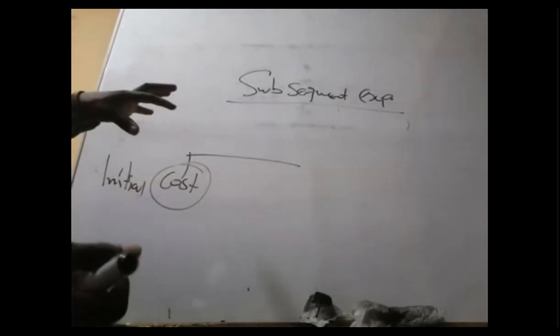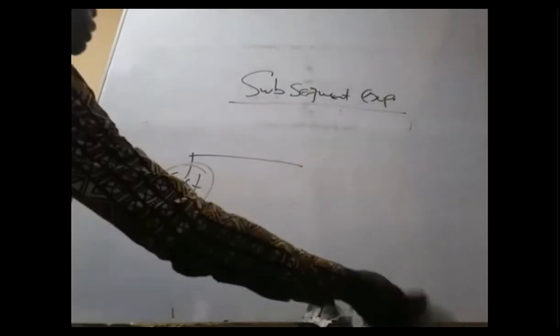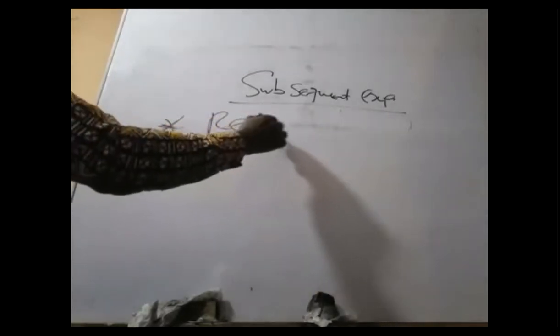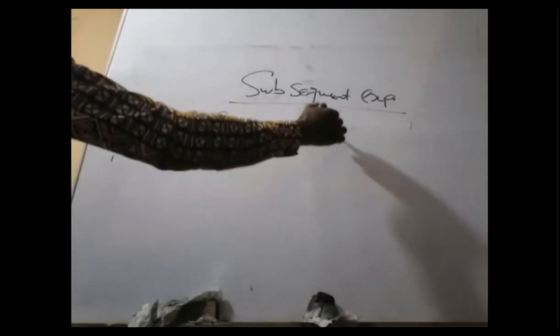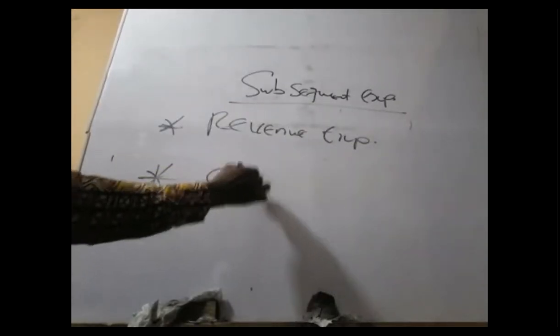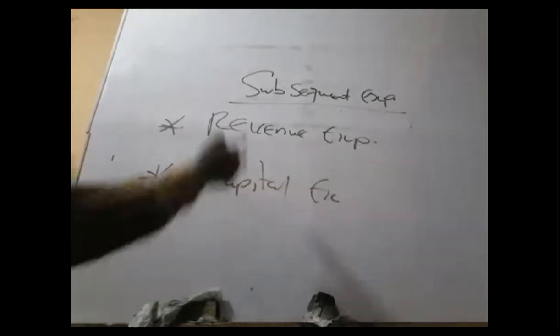Here, there are two types of subsequent expenditure. They are the expenditure that you incur after the acquisition. So if you buy the asset, as soon as you are done, you may buy items, maybe components, parts, fuel, repairs, maintenance, other stuff. There are two types. We have the one that amounts to revenue expenditure, so revenue nature. Then we have capitalized expenditure.